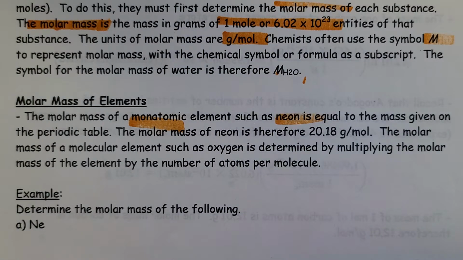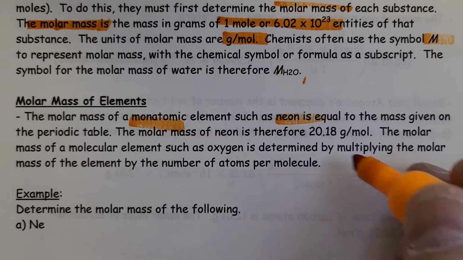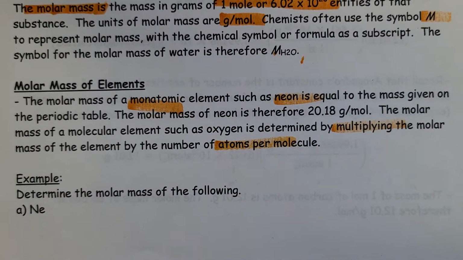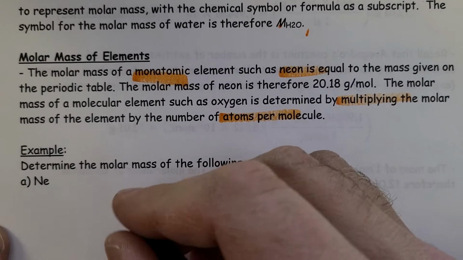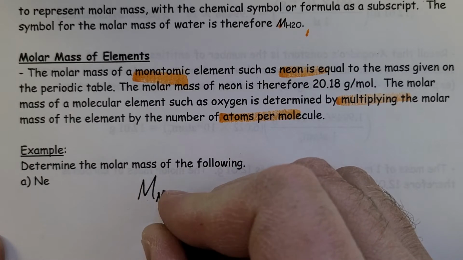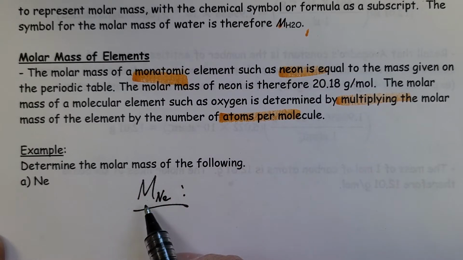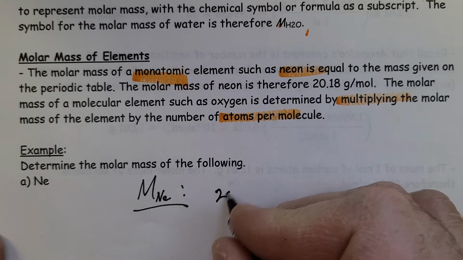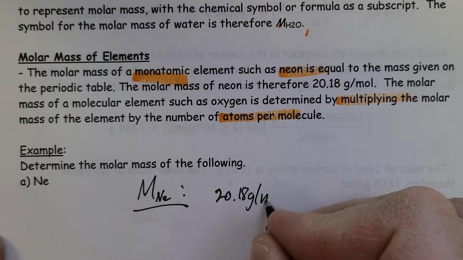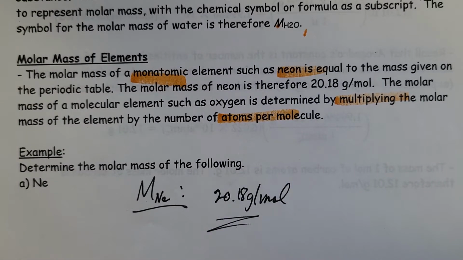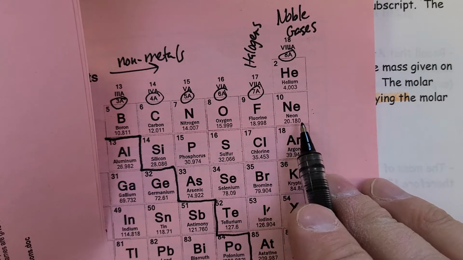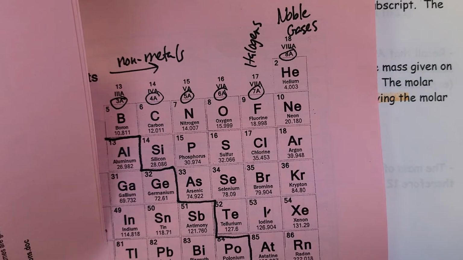The molar mass of a molecular compound such as oxygen is determined by multiplying the molar mass by the number of atoms or molecules. So for neon, we could simply say the molar mass of neon, and I use a big M to demonstrate molar mass, is just simply 20.18 grams per mole. And what I'm doing there is just rounding off to 2 decimal places, which I recommend you do. So 20.180, just round it off to be 20.18.